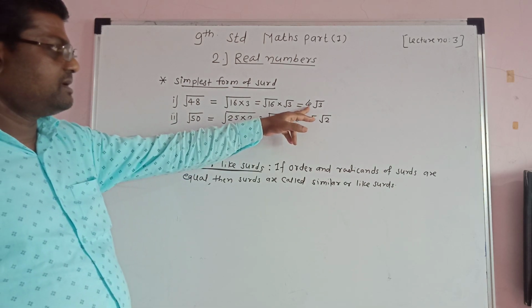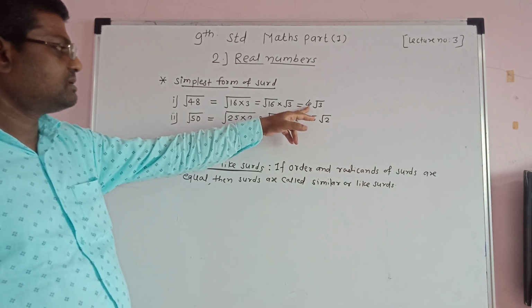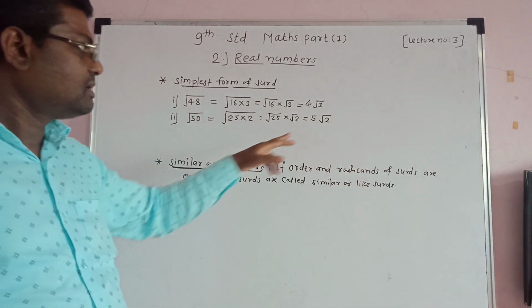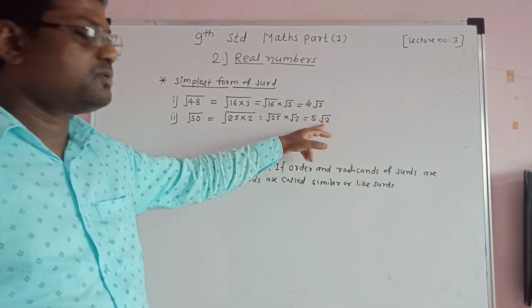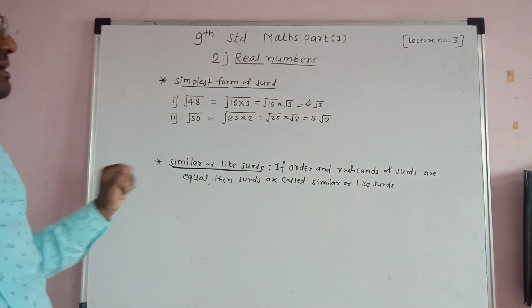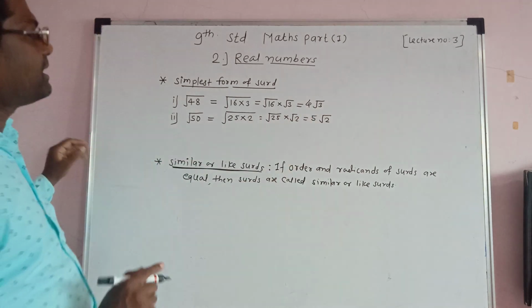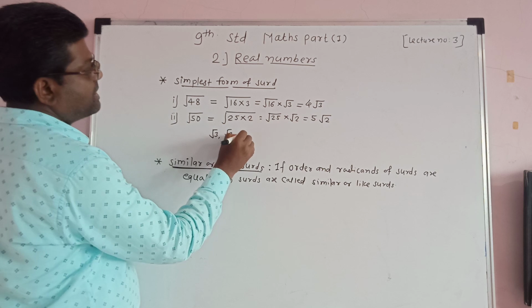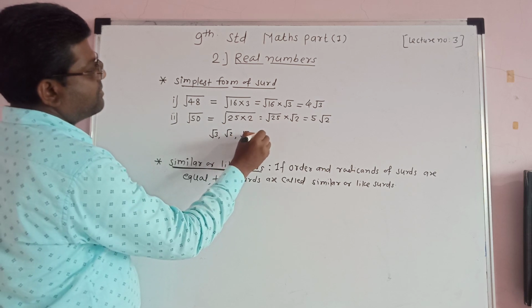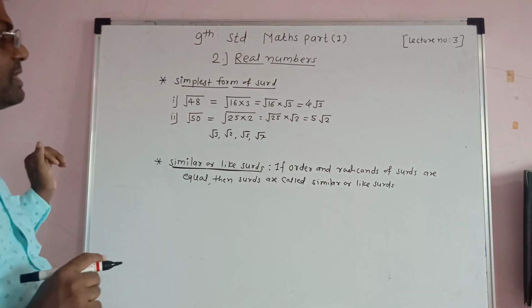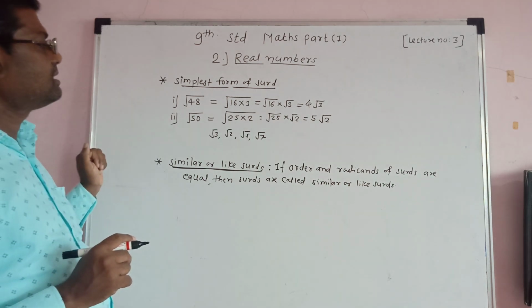This is called the simplest form of a surd. Root 3, root 2, root 5. If we write the surd in the form of root 3, root 2, root 5, root 7, then it is called the simplest form of a surd.